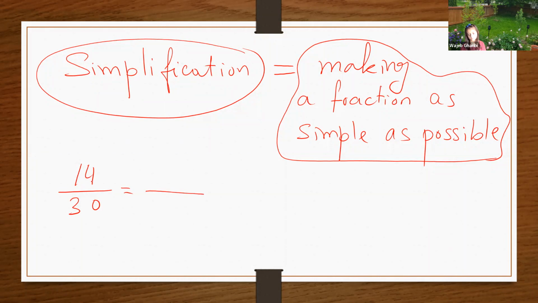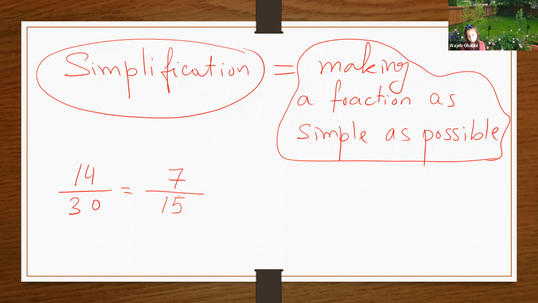Is 14 divisible by 2? Yes. Is 30 divisible by 2? Yes. So we divide both numerator and denominator by 2. 14 divided by 2 is 7. 30 divided by 2 is 15. Now, are 7 and 15 divisible by any number? No, because not 3, not... So this is the simplification of 14 over 30.